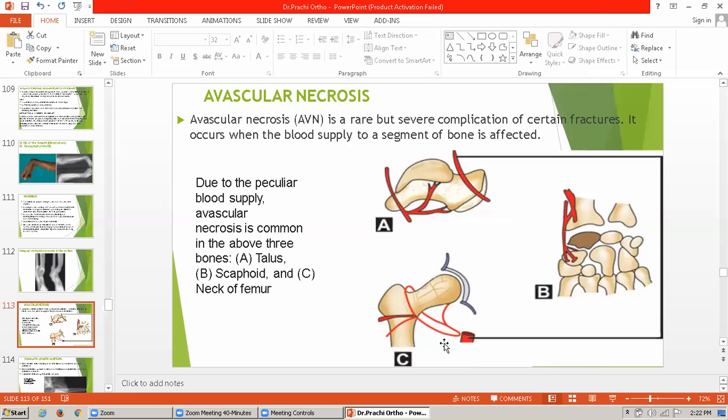So these are the common avascular necrosis cases which are seen in the three bones, that is talus, scaphoid and the neck of the femur. Due to the peculiar blood supply, avascular necrosis is common in these three bones. So this is important from the clinical point of view and in the oral examination.